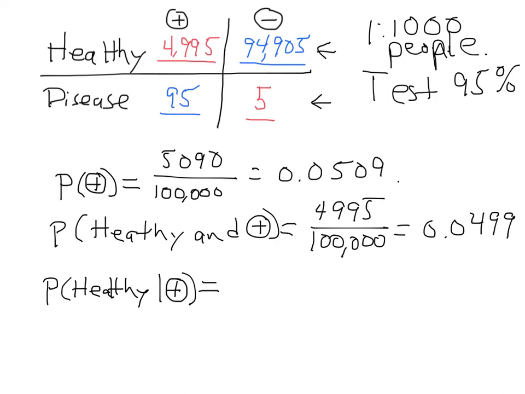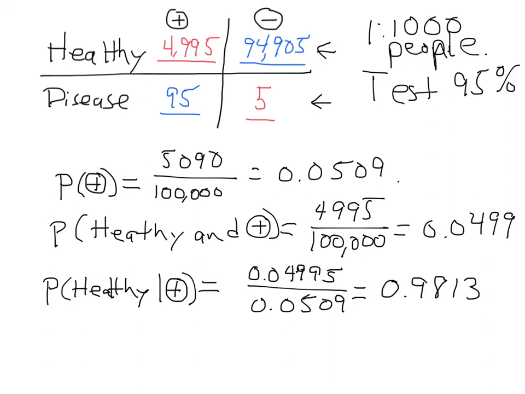The probability that we're healthy and positive is this, 0.04995, and I'm going to go all the way out there, over the probability that we test positive. The probability that we test positive was 0.0509. So what's the probability that we are actually healthy but had a false positive, given that we've already tested positive? It comes out to be 0.9813.